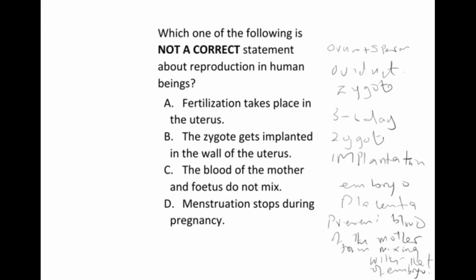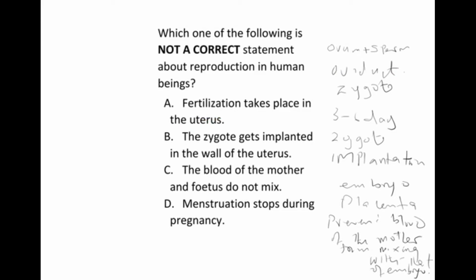So using that information, we can answer the question. Which statement is not correct? That now becomes our key question. When you look at our choices, we have choice A, fertilization takes place in the uterus. We have said now fertilization takes place in the oviduct. So the statement is not correct because of the word uterus.